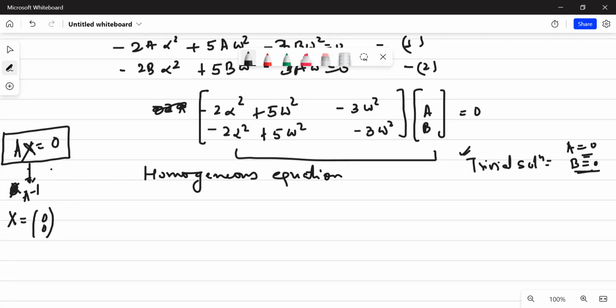Okay, so this is 0. The point is that in any case, if my matrix is invertible, then I may get a trivial solution. However, I don't need a trivial solution. So for a homogeneous equation, A and B will have a non-trivial solution.